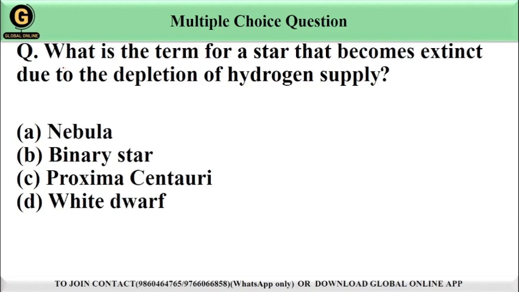What is the term for the star that becomes extinct due to the depletion of hydrogen supply? Option A, nebula. Option B, binary star. Option C, Proxima. Option D, white dwarf.